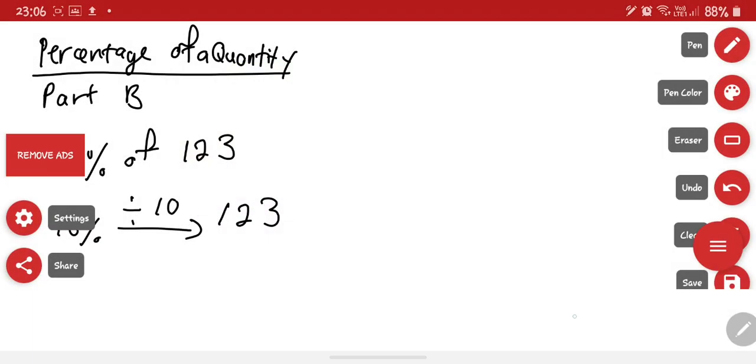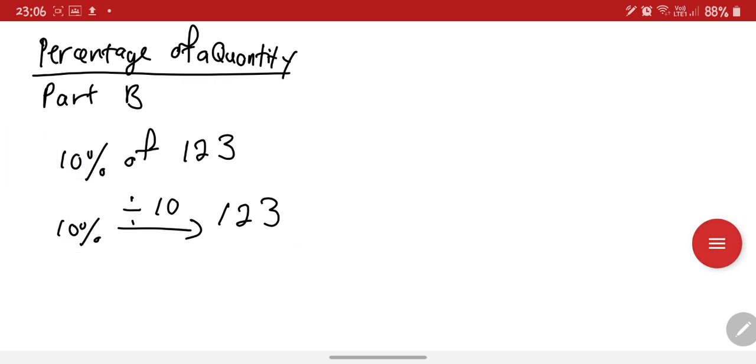Remember, like we did before, dividing by 10 means you move the decimal to the left. So where is the decimal in the number 123? Good, it's behind the 3. So you move to the left. How many times? 1 time, because it's only 1 zero. So 1 time to the left, and that would be your new decimal. So your answer would be 12.3. So 10% of 123 is equal to 12.3. I hope that's clear. So now you know that 10% of 123 is 12.3.